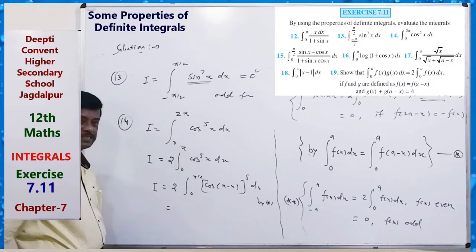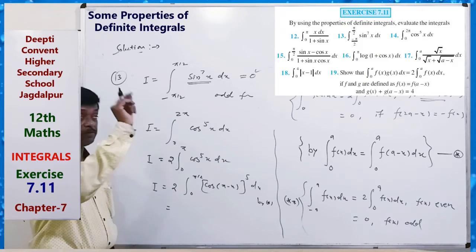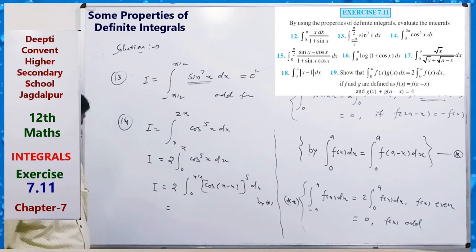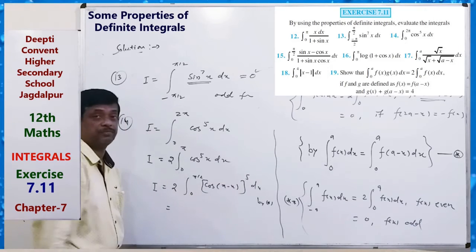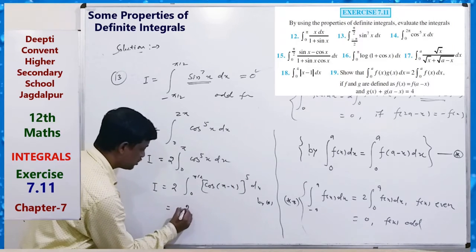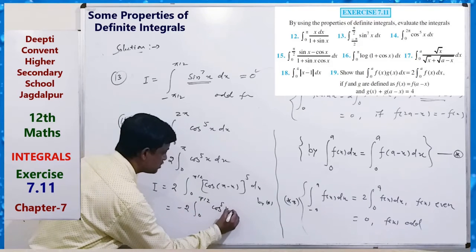Cos(π − x) is in the second quadrant, where cos is negative. So it is minus cos x, and with power 5, minus cos x. So we get minus 2 times the integral from 0 to π of cos^5 x dx.